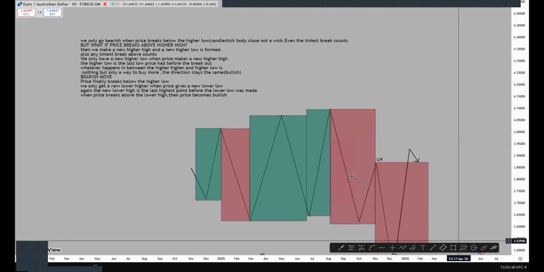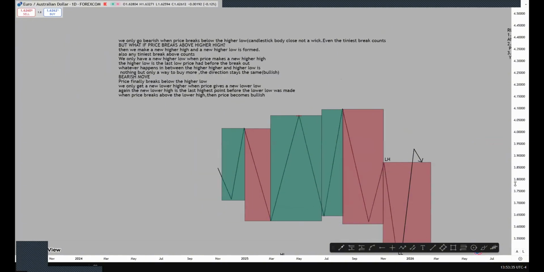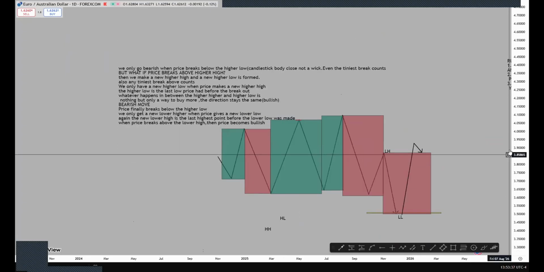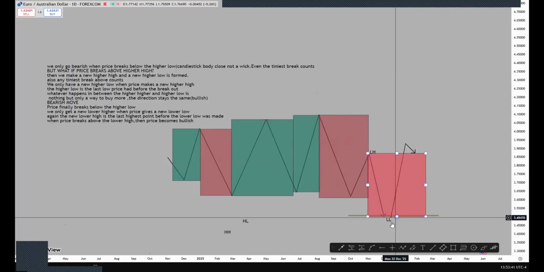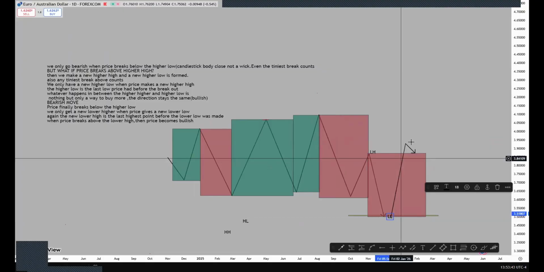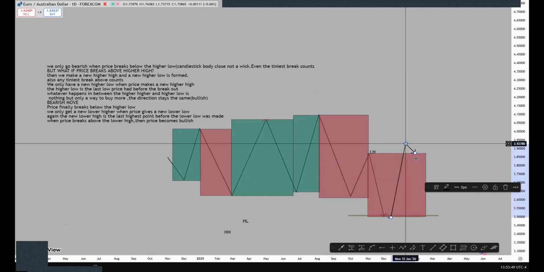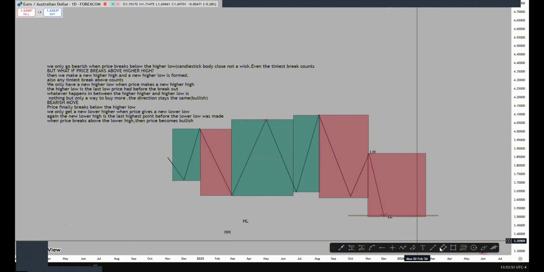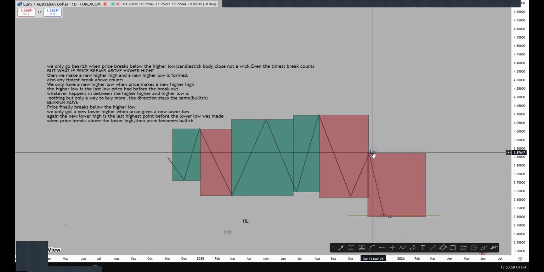I don't know what this is, but we've made the new lower low. So since we've made the new lower low here, we made the new lower low at this point, and this is our lower high.